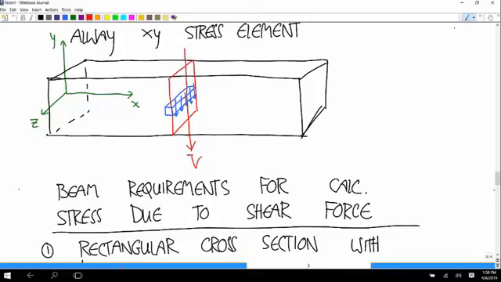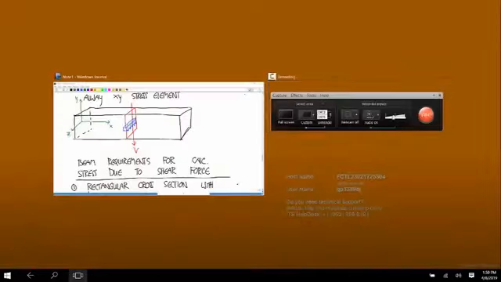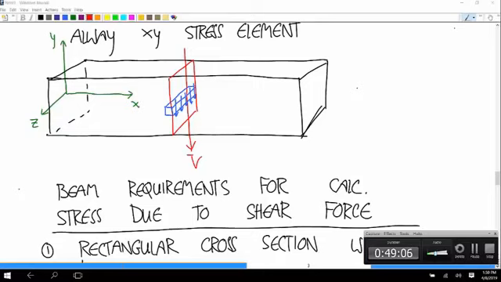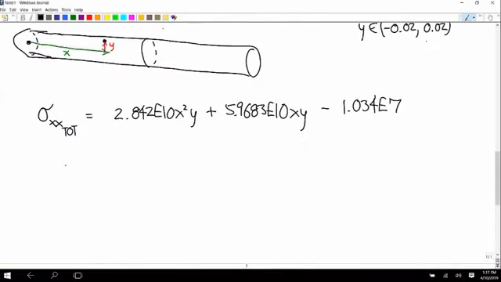Okay, any questions? All right, so we'll finish shear force next time. Yeah, exactly. Except it's not even, I think that one's even funnier in a way.